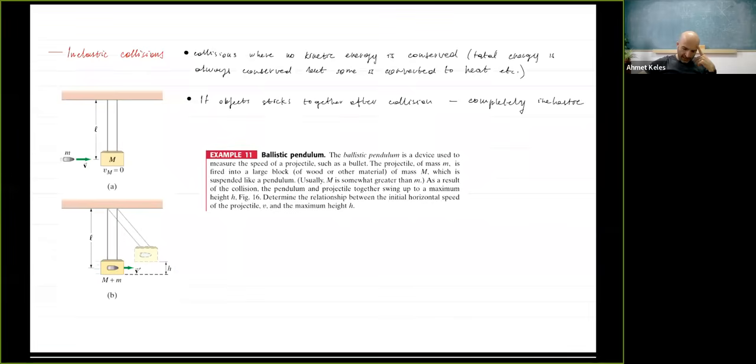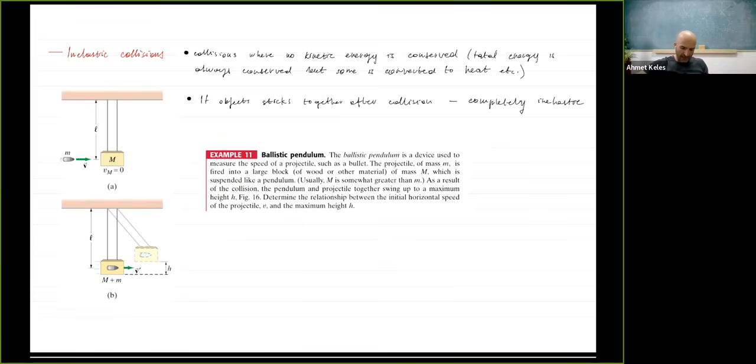And usually m is somewhat greater than m. As a result of the collision, the pendulum and projectile together swing up to a maximum height of h, something like this, and determine the relationship between the initial horizontal speed of the projectile v and the maximum height h.